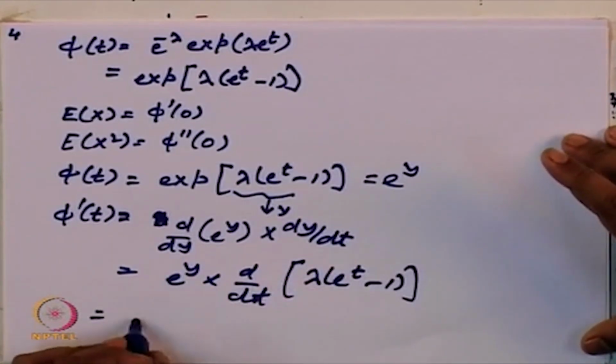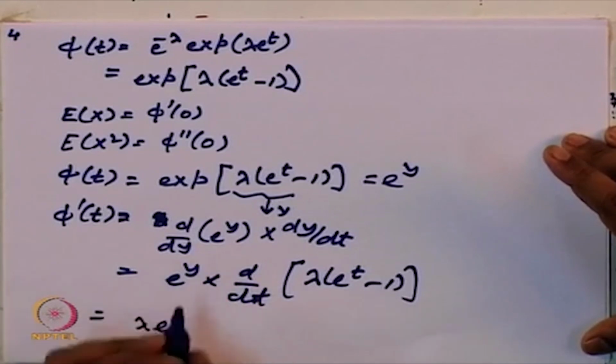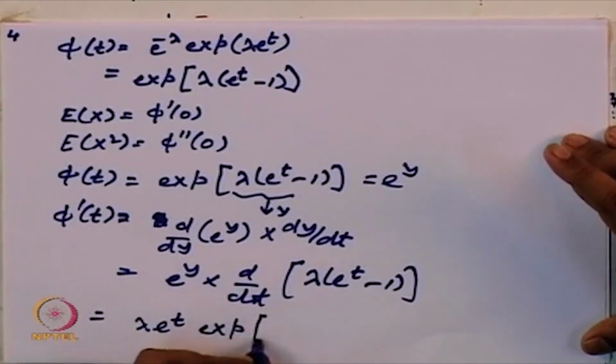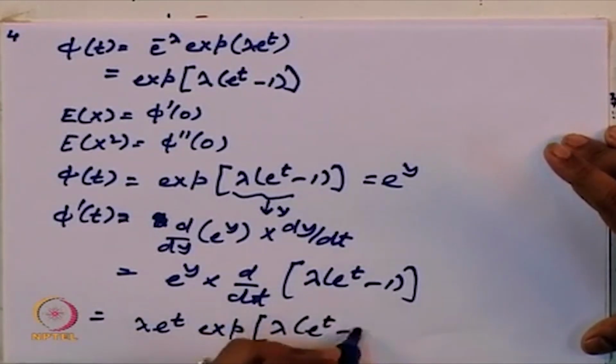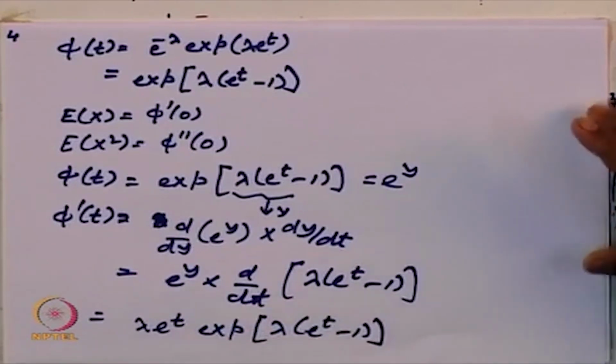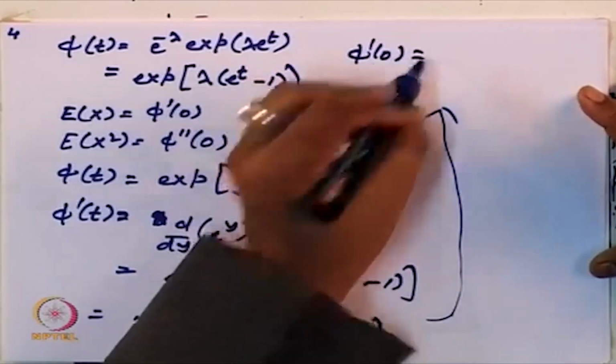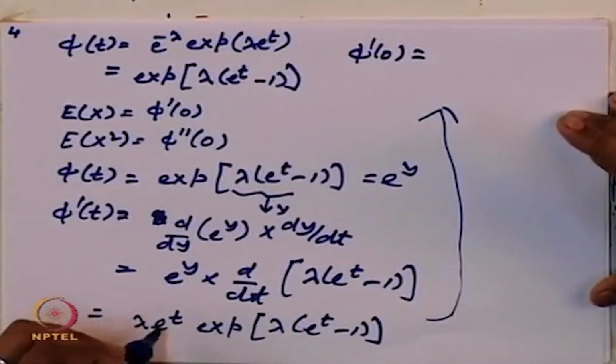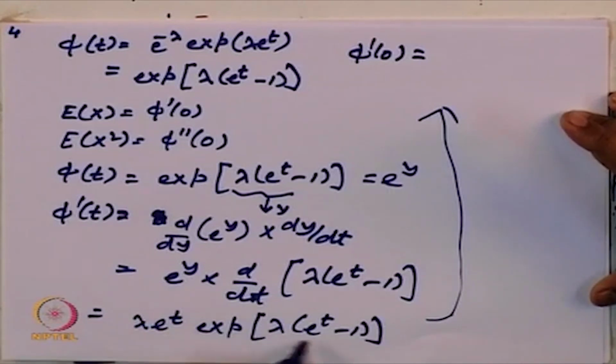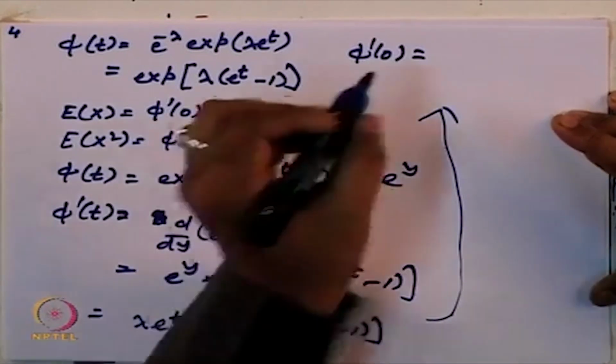So, what we will get is lambda e to the power t into e to the power y. So, it remains as exponential lambda e to the power t minus 1. Okay. So, from here I can write phi prime of 0. So, if I put t equal to 0, then e to the power 0 is 1, and 1 minus 1 is 0.